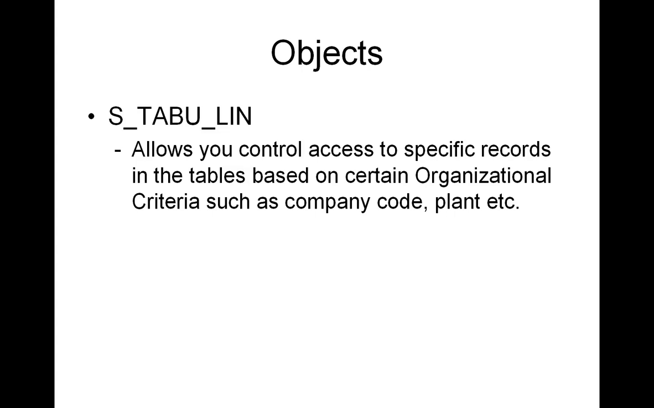So let us go and create the organization criteria for line authorizations. Then we'll test it out by creating a role using this object s_tableau_lin. We will take the example of transaction OB52 and build line authorizations on that transaction and see how we can restrict records from the table that belongs to OB52.